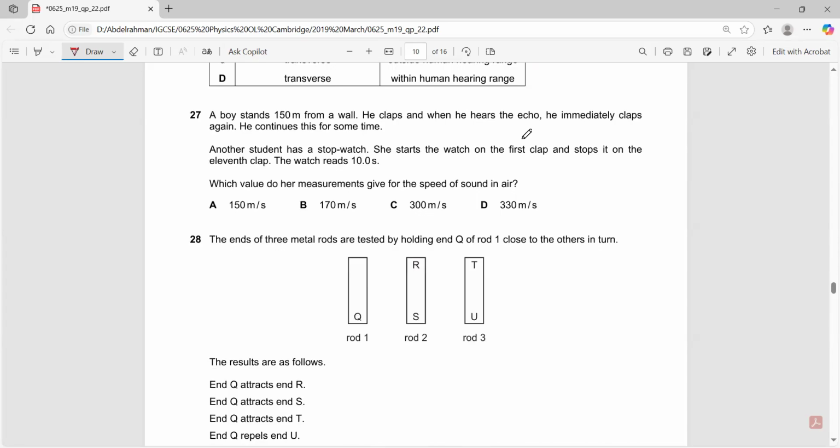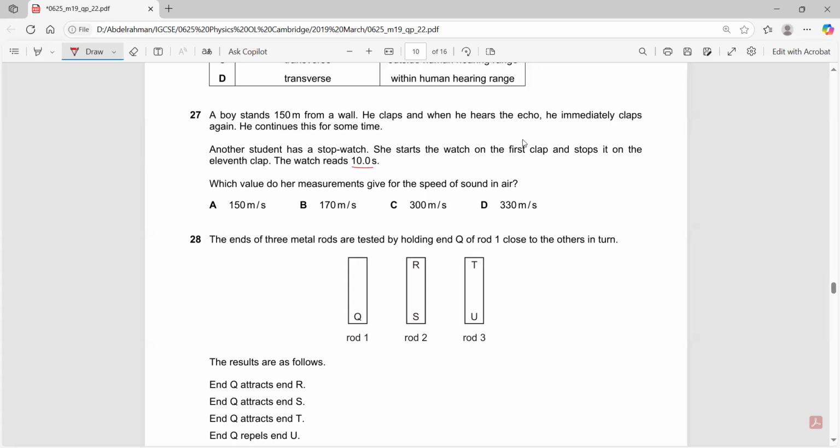A boy stands 150 meters away from the wall. He claps his hands. When he hears the echo, he immediately claps again. He continues this for some time. Another student has a stopwatch. She starts the stopwatch on the first clap and stops on the 11th clap. The watch reads 10 seconds. Which value do her measurements give for the speed of sound in air?